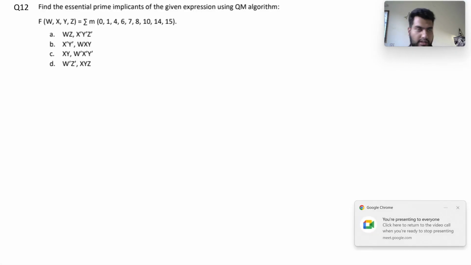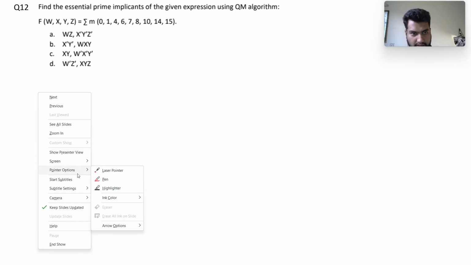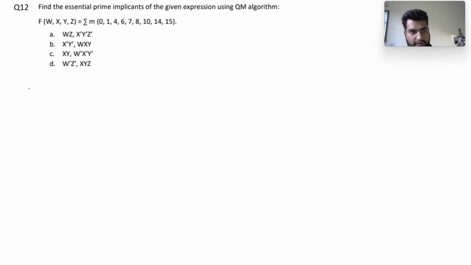Question number 12 says to find the essential prime implicants of the given expression using the QM algorithm, the Quine-McCluskey algorithm. So first we'll make table 1 and mark the minterms accordingly. Group 0 is 0, so it's 0 0 0 0. Here we have W X Y Z, 0 0 0 0.